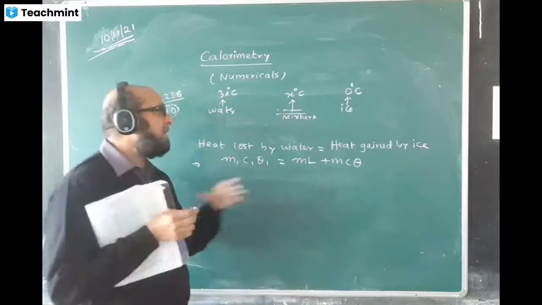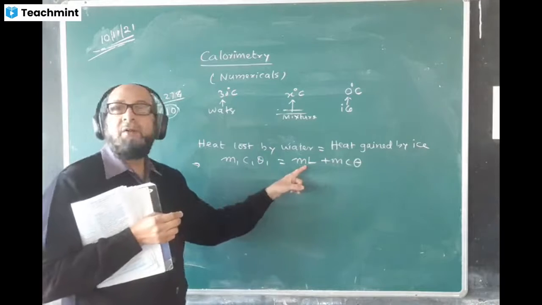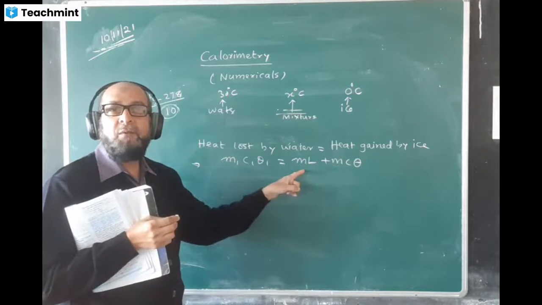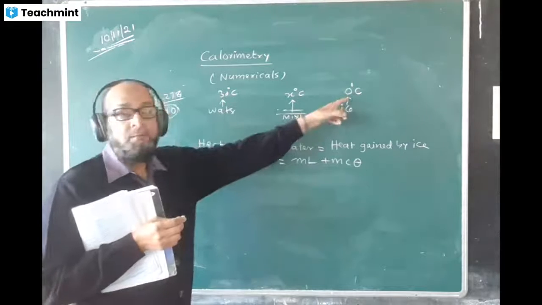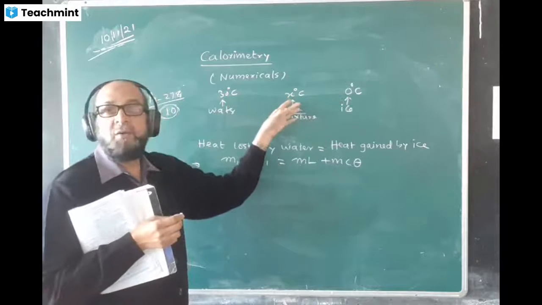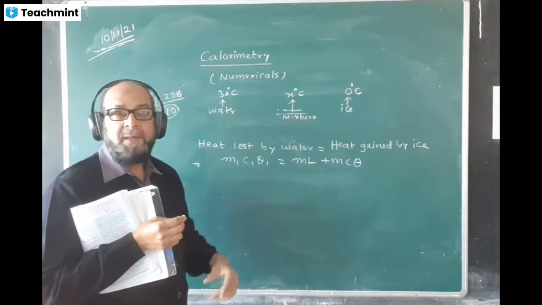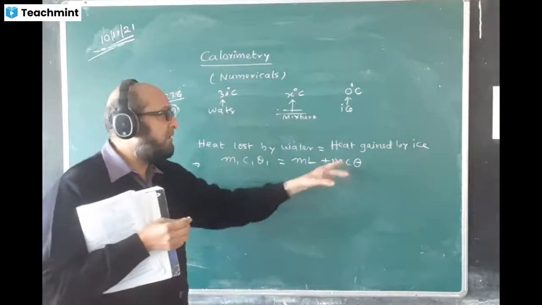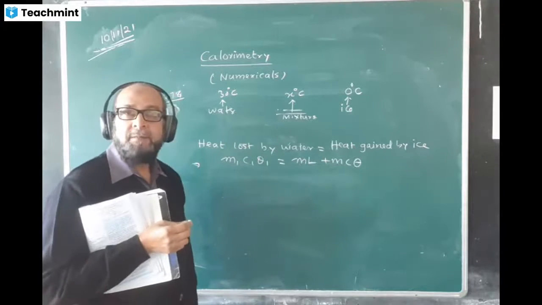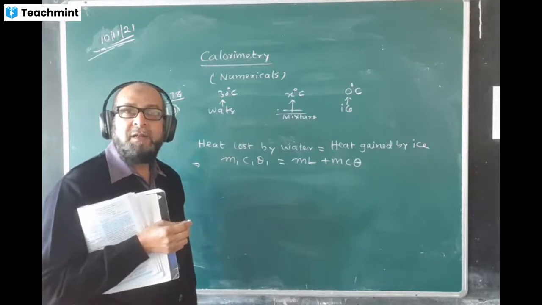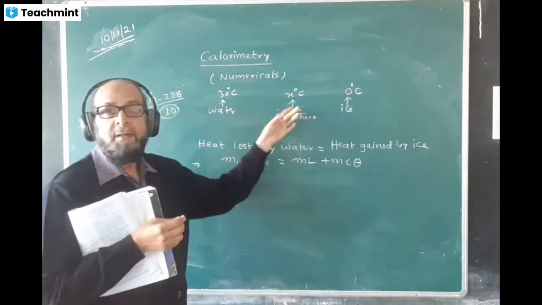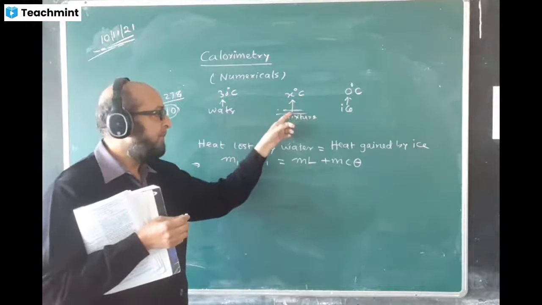So why? Because ML will give you water of how much degree Celsius? Zero. ML will give you water of how much? Zero, no. But here water temperature is not zero, it is something else. That means that water temperature again is increasing from 0 to some degree Celsius. MC theta. Yes, sir. Did you understand? Yes, sir. Maybe can you repeat again? Yeah, I repeat.